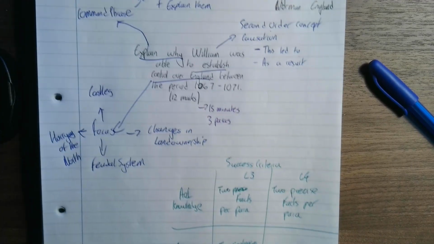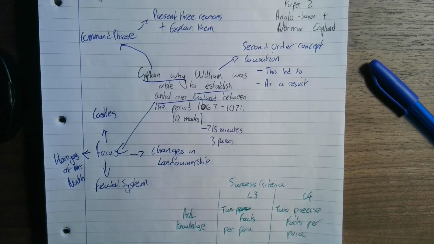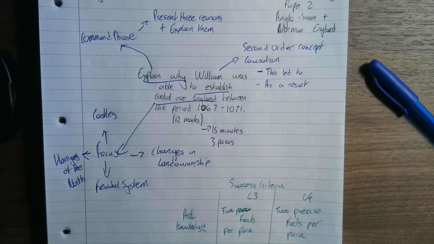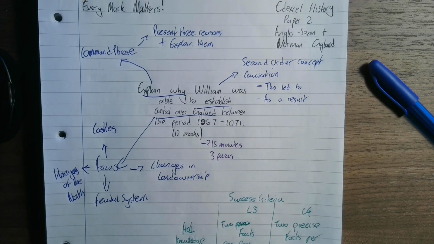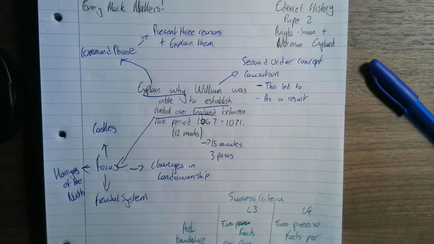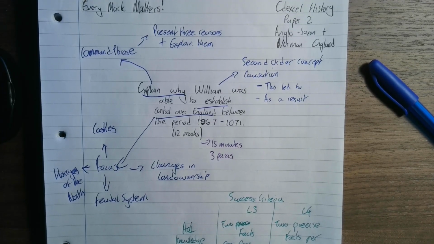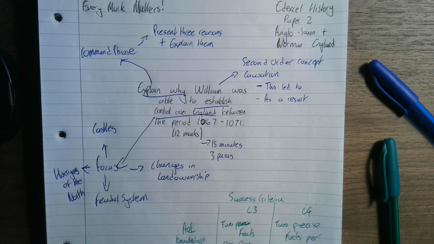Ladies and gents, you are going to have 15 minutes. I'm going to suggest you press pause, put all your devices away, set a little timer and have a go. 15 minutes, 3 paragraphs explaining why William was able to establish control over England between the period 1067 to 1071. Ladies and gents, 15 minutes. I'll see you shortly. Thank you.